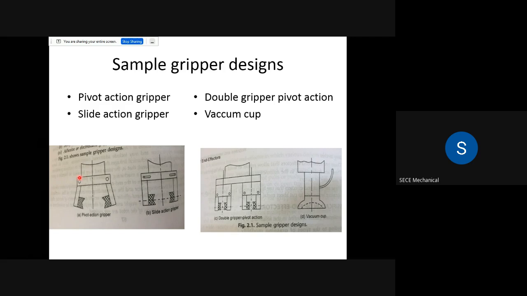So it is a laser point here. This is called a pivot point. Through this pivot point, it is getting actuated to hold the material, right? So now the slide action gripper.